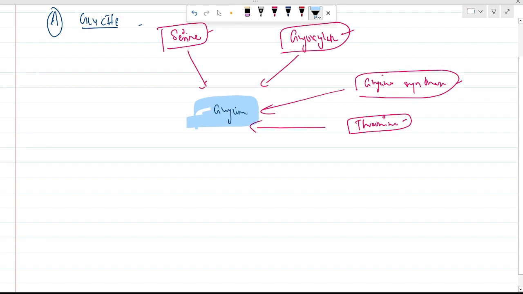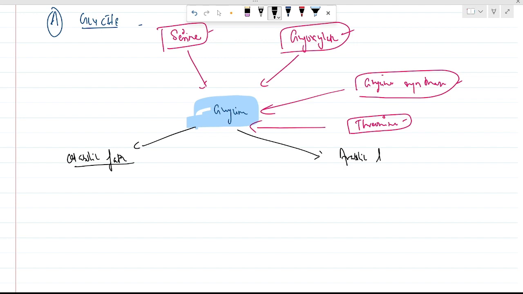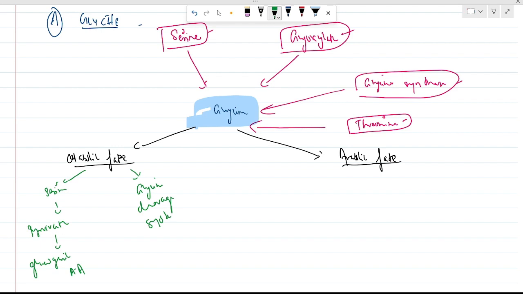Now there are always two fates of every compound. One is the catabolic fate: what happens when the compound gets broken down? The other is our anabolic fate: what happens when the compound gets integrated? It helps in the formation of other important compounds. With catabolic fate, we have formation of serine. Serine is formed from pyruvate, and we know from pyruvate glucose can be formed, so this is a glucogenic amino acid. From serine pyruvate can be formed. Also, it undergoes the glycine cleavage system. Serine to pyruvate and the glycine cleavage system are the two catabolic fates.